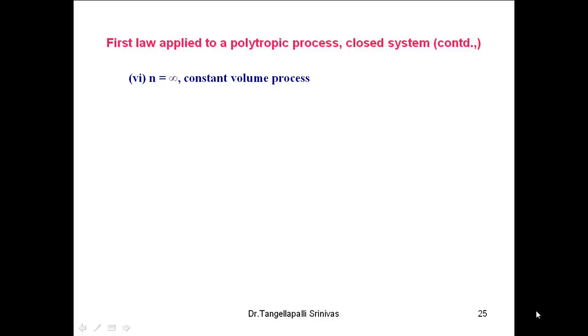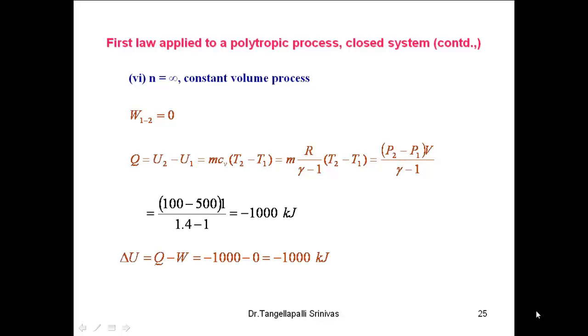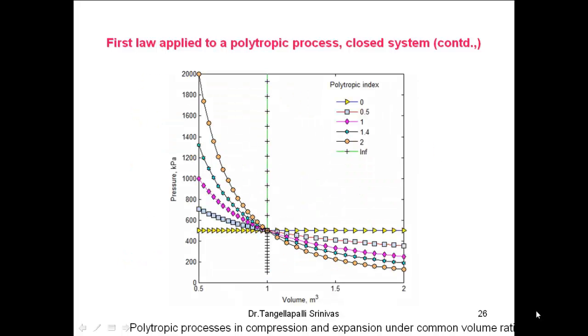The last case is the isochoric process, or constant volume process, where n is equal to infinity. W is equal to 0 in the constant volume process. The heat transfer is equal to minus 1000 kilojoules. The change in internal energy is also equal to minus 1000 kilojoules, since there are no work interactions.